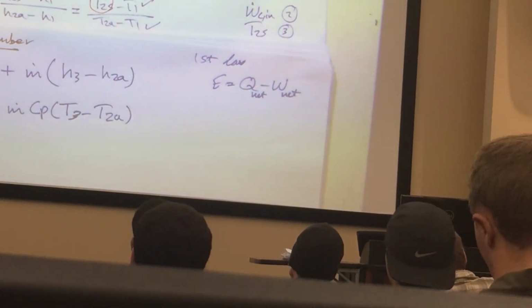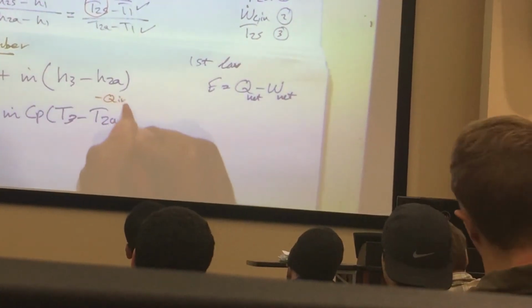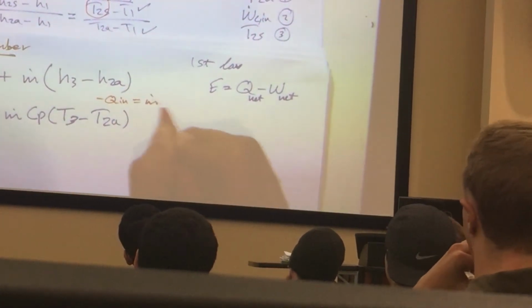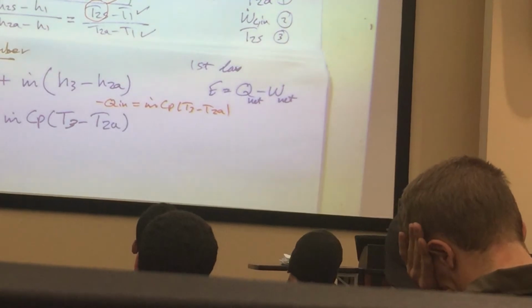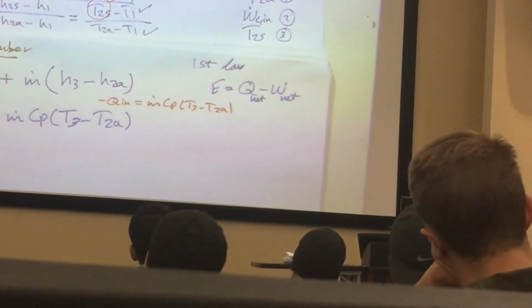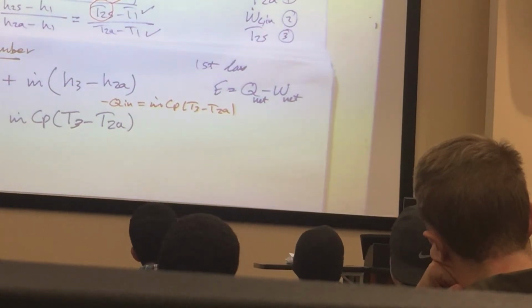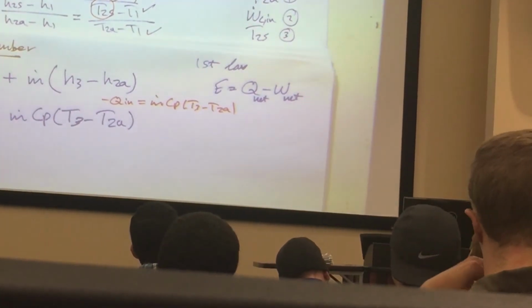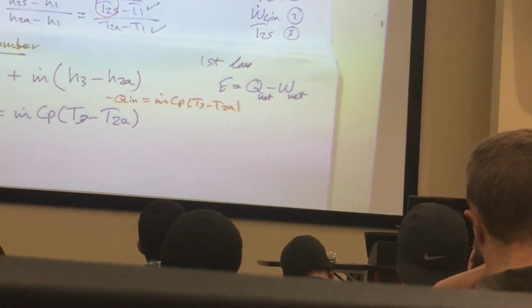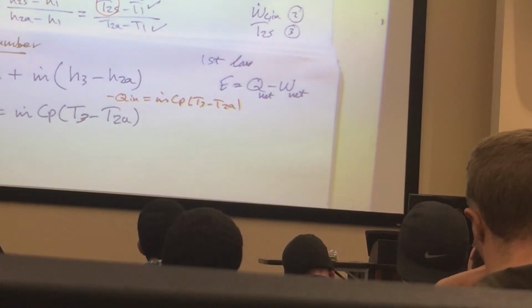So if I go with what your colleague mentioned right here, I'm going to move it on the other side. I'm going to say Q in is equal to m dot Cp (T3 minus T2A). That's what I'm going to end up with. But that says that, no, this is actually heat out. So this convention, although it's correct, given what we just did for the compressor, it's the wrong sign. It's just confusing.